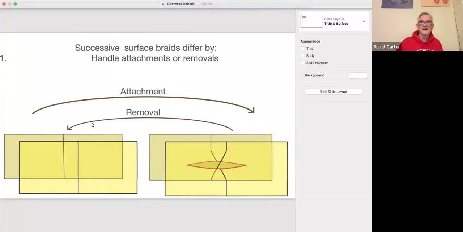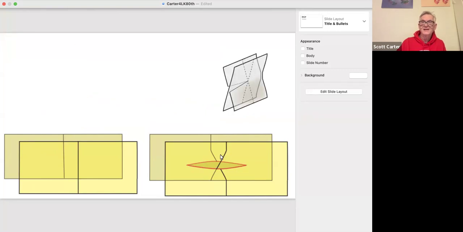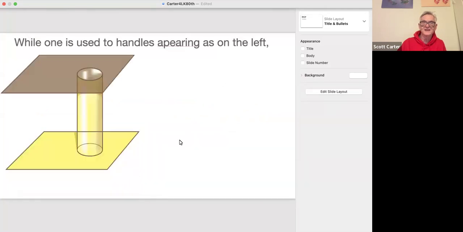So the handle attachment is indicated when we have parallel sheets. We go to this situation over here, and the removal is to cut those 2 branch points out. And this situation is obtained from our branch point picture by taking the appropriate copy of it and gluing them together to get this.